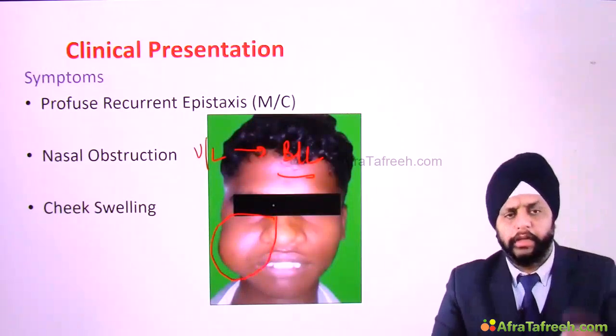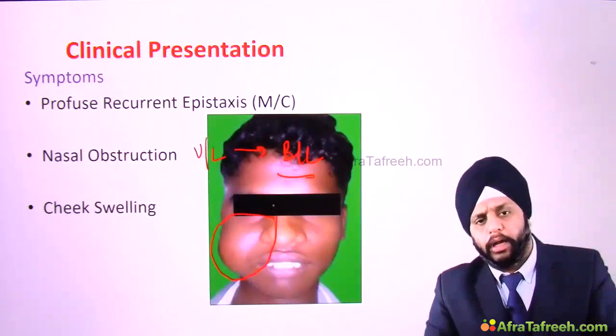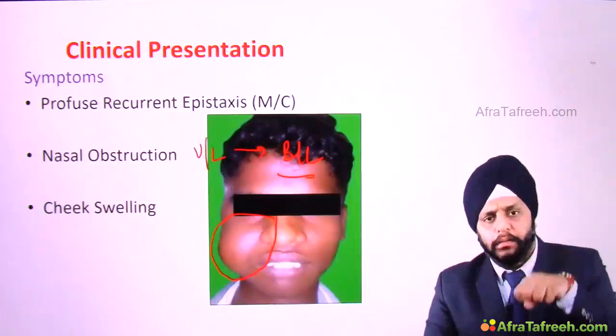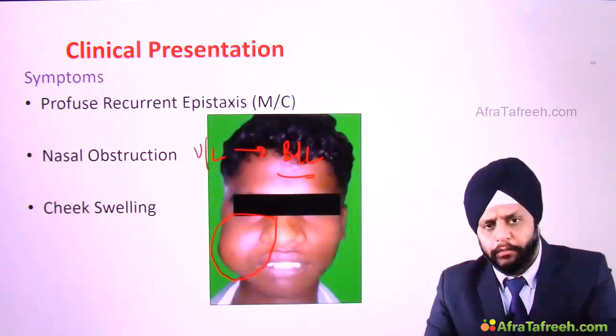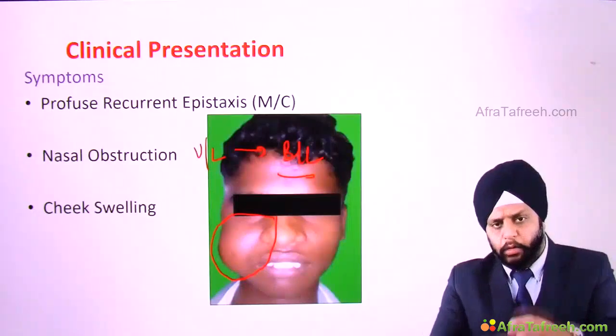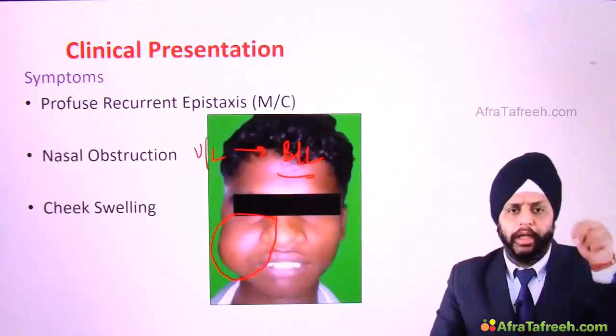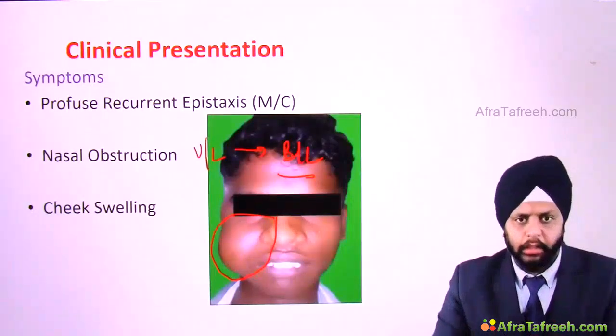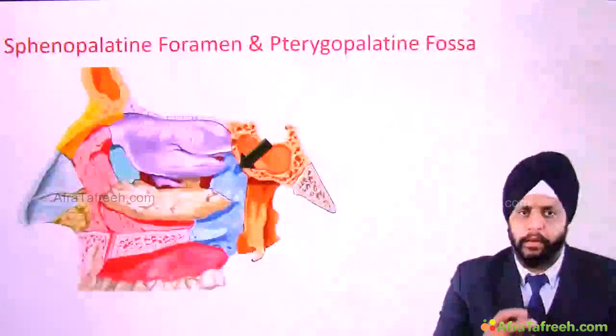Now my question is that the angiofibroma is in the nasopharynx. It arises in the posterior part of the lateral wall of the nasal cavity. It grows in the nasopharynx. How can there be a cheek swelling? For that, it has to come out into the cheek. Okay, so how does it come out?